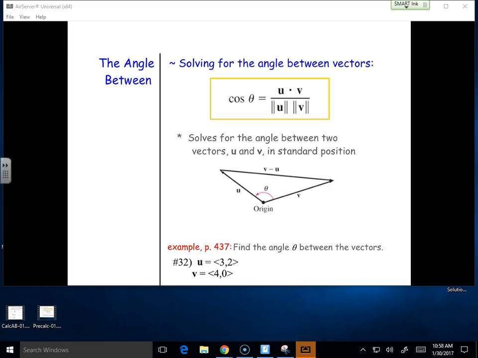Everyone better be showing your notation. I will actually give you points for the correct notation on the test.